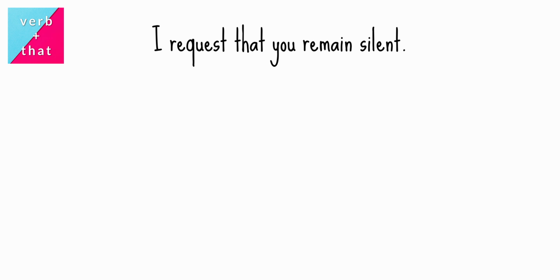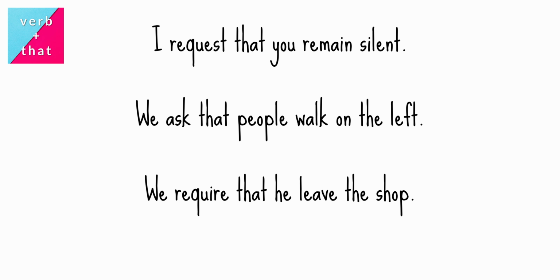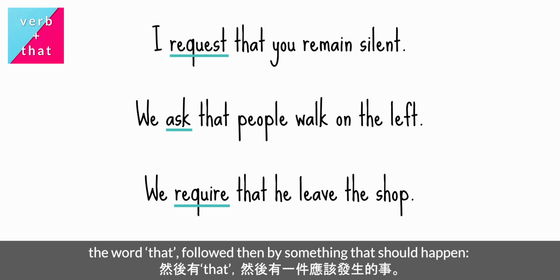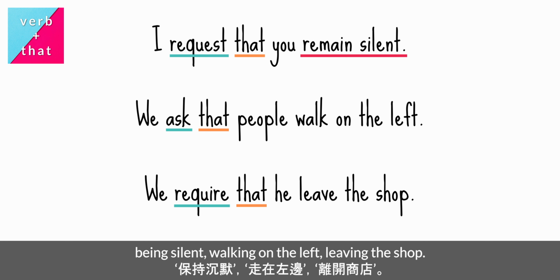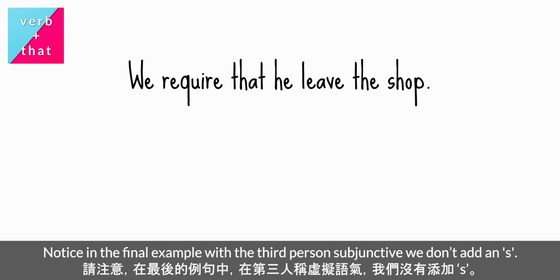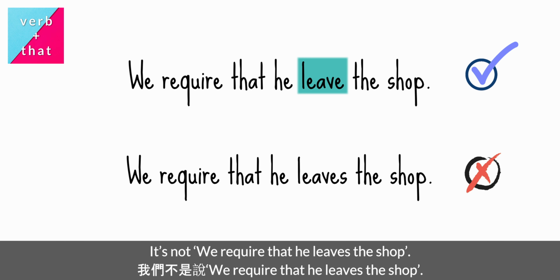Here are some examples. I request that you remain silent. We ask that people walk on the left. We require that he leave the shop. Here you can see we have the simple form of the verb: request, ask, require. The word that followed then by something that should happen. Being silent, walking on the left, leaving the shop. Notice in the final example with the third person subjunctive, we don't add an S. It's not, we require that he leaves the shop.